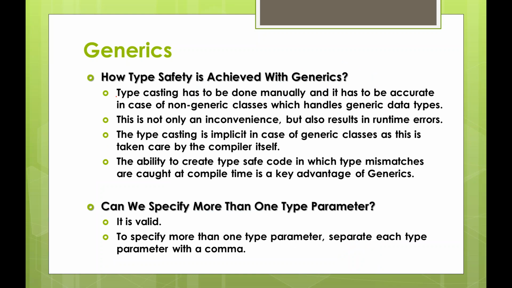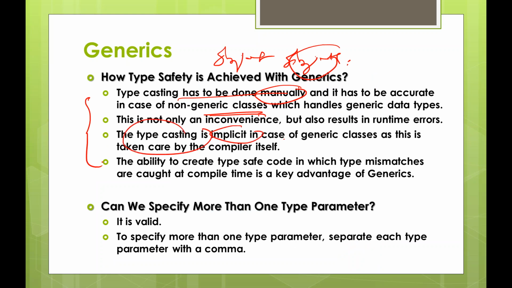Whatever we discussed, I have just put in points here. The typecasting has to be done manually in the case of objects, that is, non-generic classes which handle references to objects. But with generics, typecasting and other things are implicitly handled for us. It also creates safer code, because each generic object that you create is different from one another.